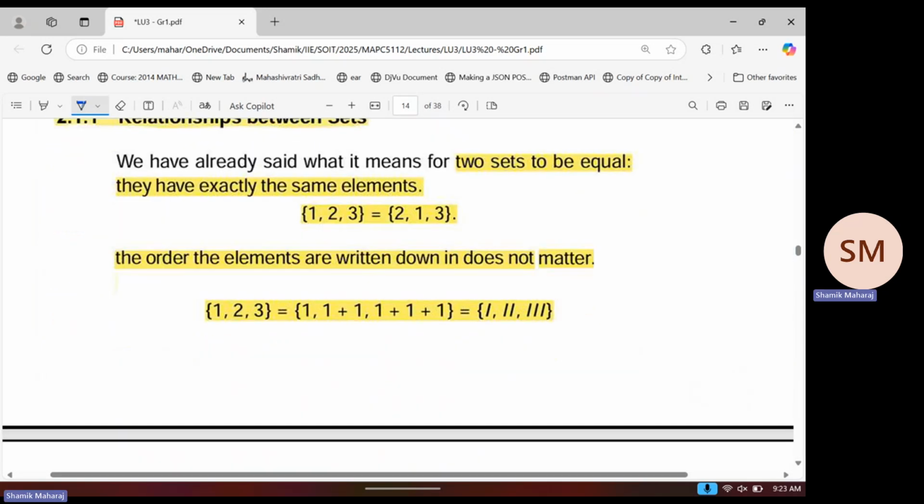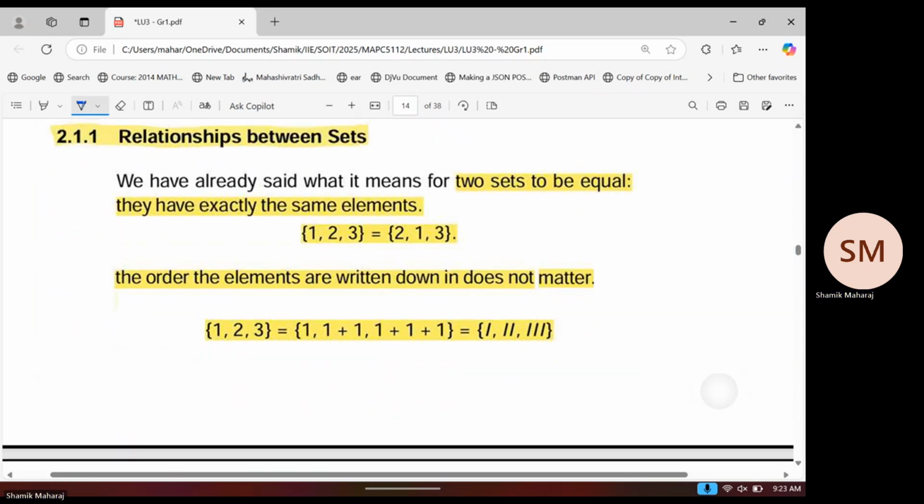So now relationships between sets. Here this is vitally important. If I give you two sets, one is 1, 2, 3, the other one is 2, 1, 3. In the way we look at set theory, these two sets are completely equivalent. They're exactly the same. There's no difference, because in sets, order does not matter.